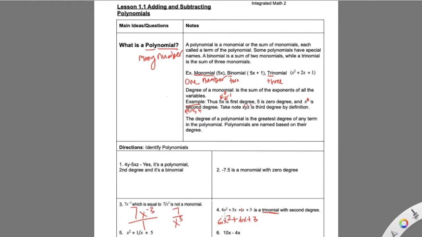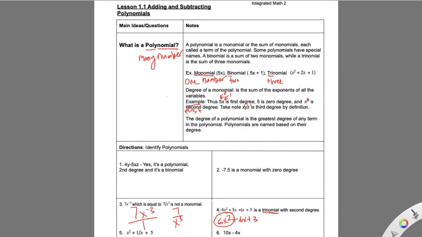So now I have a trinomial because there's 3 numbers, and second degree because it's looking at this term, which is the biggest one, it has the most, or the biggest sum for the exponents, because we have a 0 degree, and then we have not second degree, but second exponent there, or 2 to the second power.